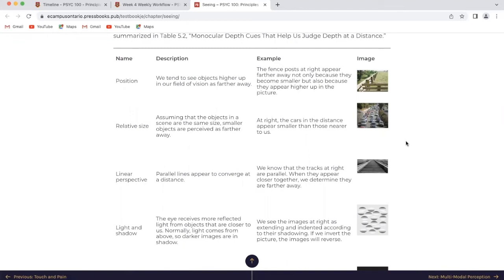Relative size. Assuming that the objects in a scene are the same size, smaller objects are perceived as farther away. At right, the cars in the distance appear smaller than those nearer to us.